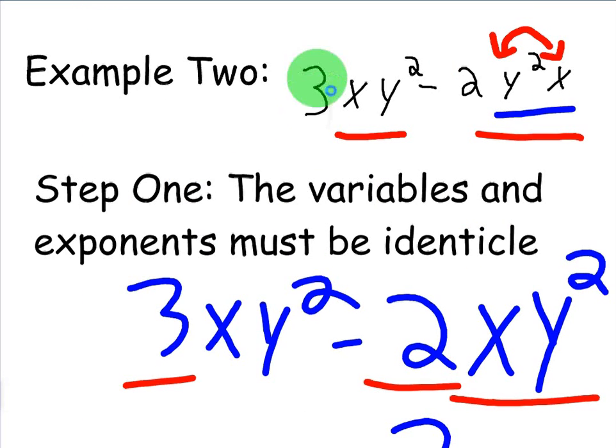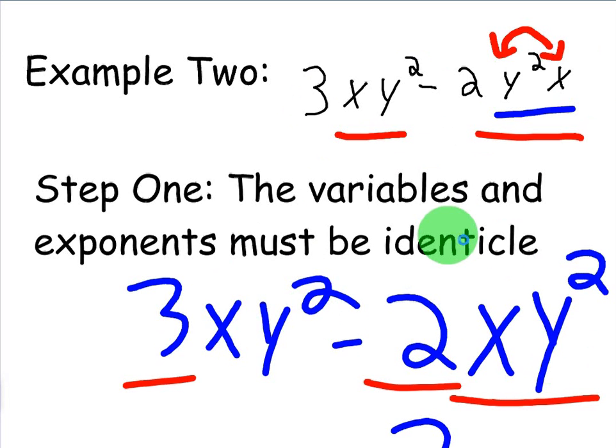We have 3x squared minus 2y squared x. Now it looks different. Step 1, we want to make sure the variables and exponents are the same. Even though it looks a little different because of the order, in fact they are the same. They both have a y squared, they both have an x. And so what we need to do in this case is just reverse the x and the y squared here. So now we have 3xy squared minus 2xy squared. We can easily see that indeed the variables and the exponents are the same.